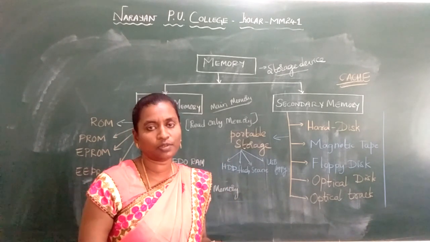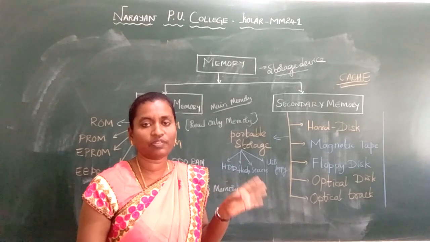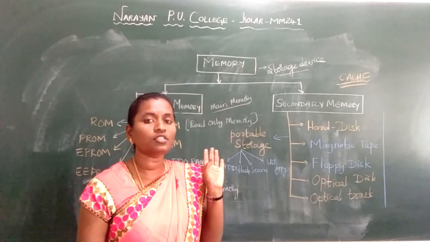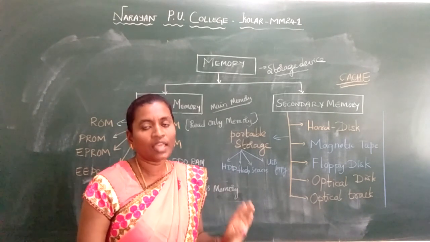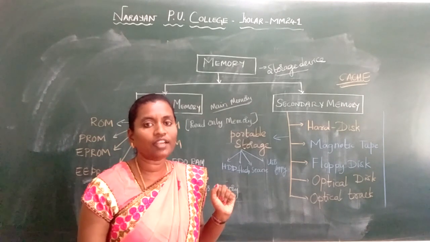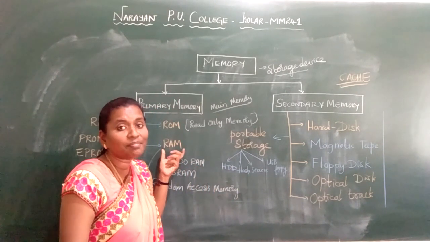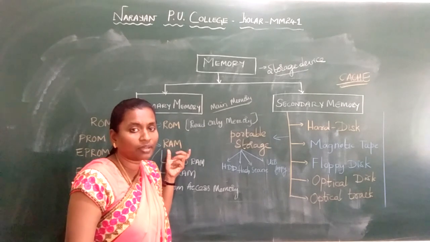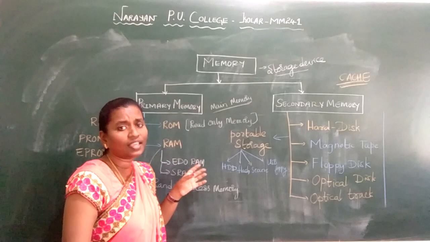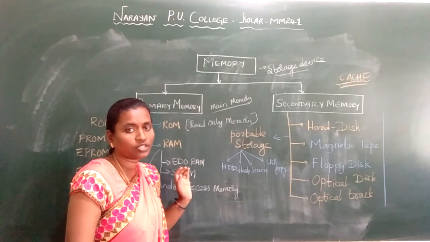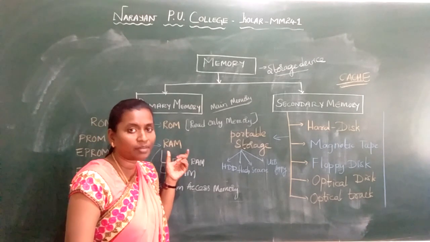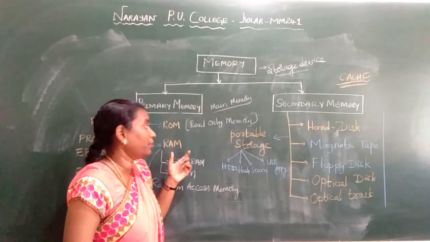When you switch off your CPU, the content in the RAM goes off. It has been erased, or deleted. Once the CPU is switched off or the power goes off, the content in the primary memory goes off. Such kind of memory we call RAM. Random access memory is a volatile memory. The content in the RAM gets erased once the power is switched off. So it is called temporary memory, or volatile memory.